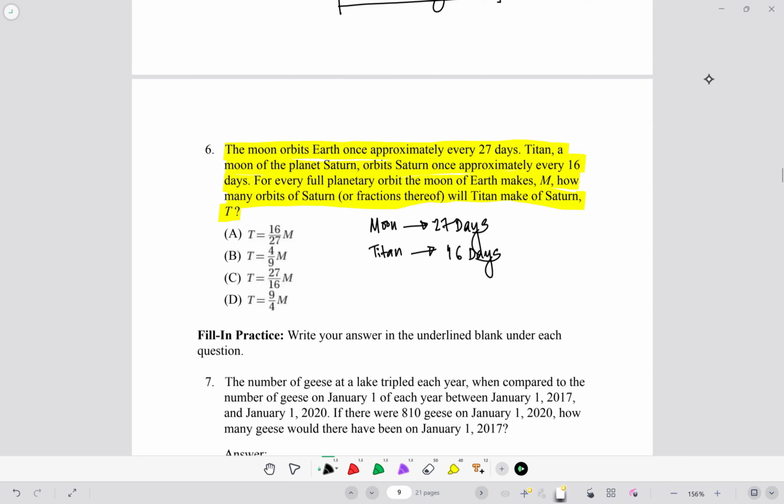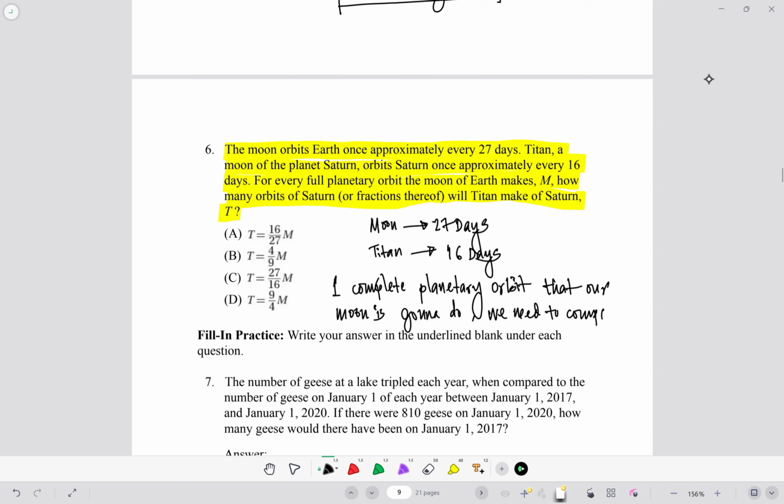So, do you understand what they're asking? Basically, they're just trying to ask you: for every full planetary orbit the moon of Earth makes, meaning for one complete planetary orbit that our moon is going to do, we need to compare that with Titan, basically.